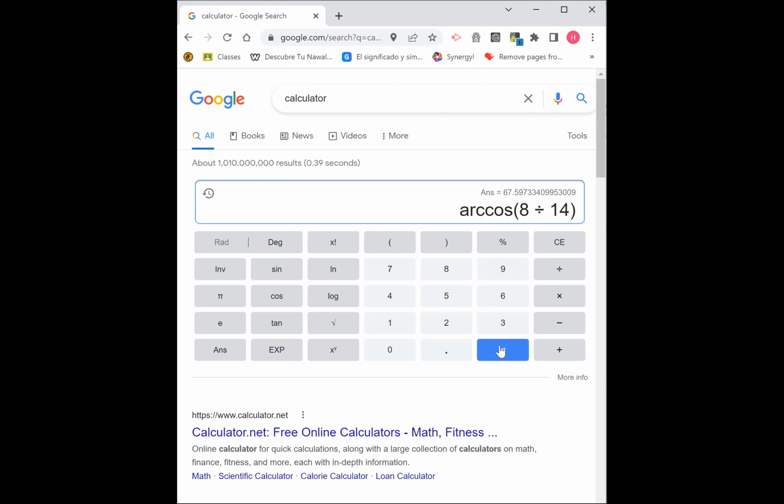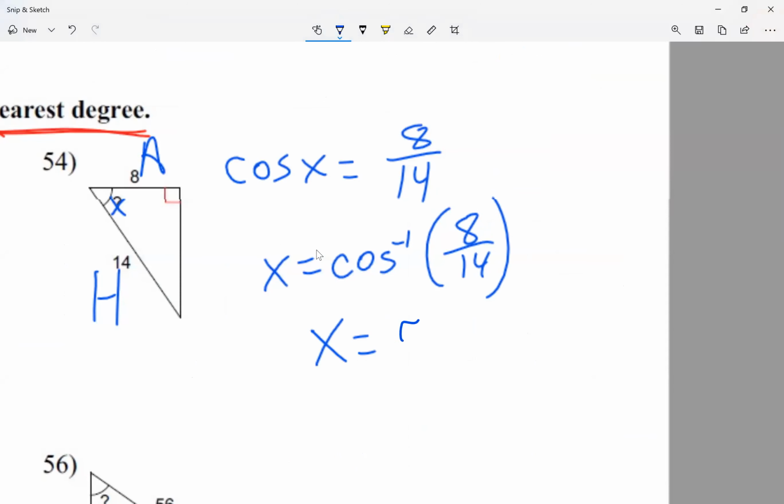All right, then I press equal. And it says 55.1. All right, the 0.1 is too small, so I'm just going to ignore it. Remember, I'm rounding to the nearest whole number. So my answer here will be 55. All right, so let me come back to here. And I'm going to say x equals 55.